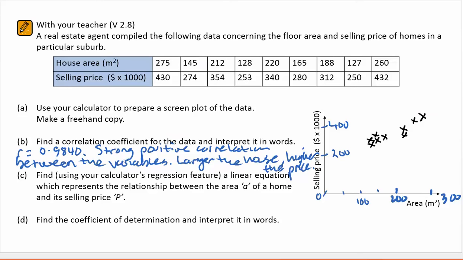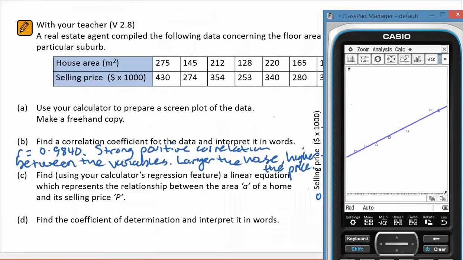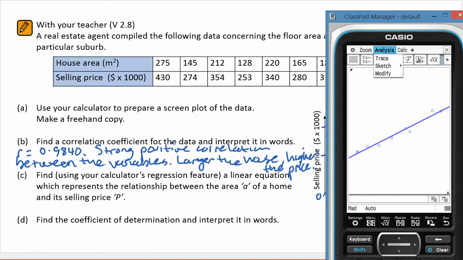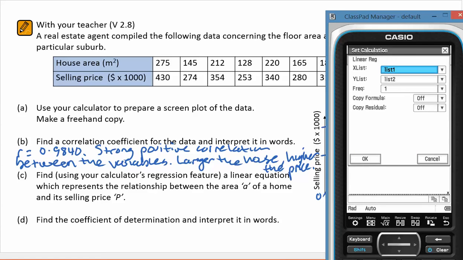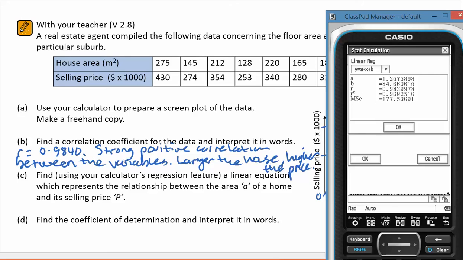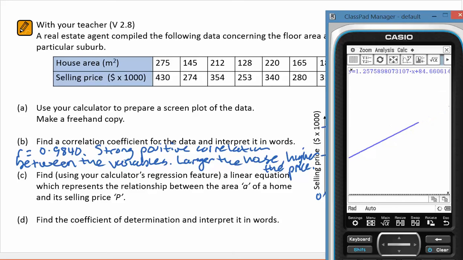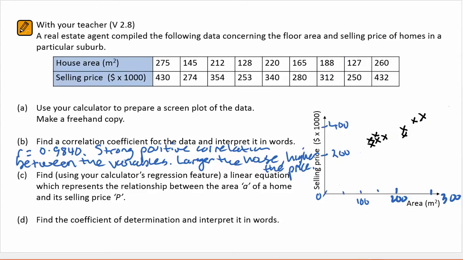Now, going back to the calculator, just quickly running the analysis again. Regression, linear regression. So A is equal to 1.26 to 2 decimal places, and B is 86.66. So writing that down.